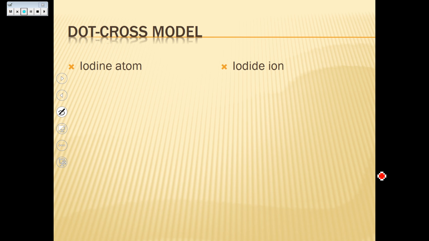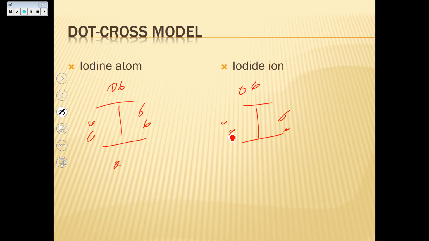For iodine, iodine has 7 valence electrons, 1, 2, 3, 4, 5, 6, 7. For the ion, it's going to be drawn the same way, except in this spot right here, you're going to use an X to represent that that electron came from somebody else. And then you put the -1 in the corner.